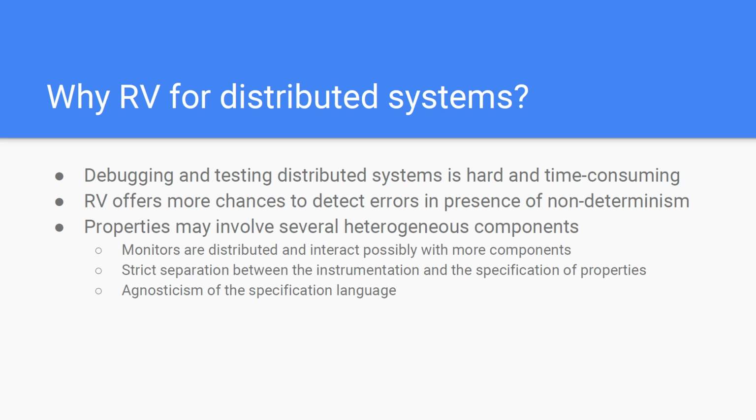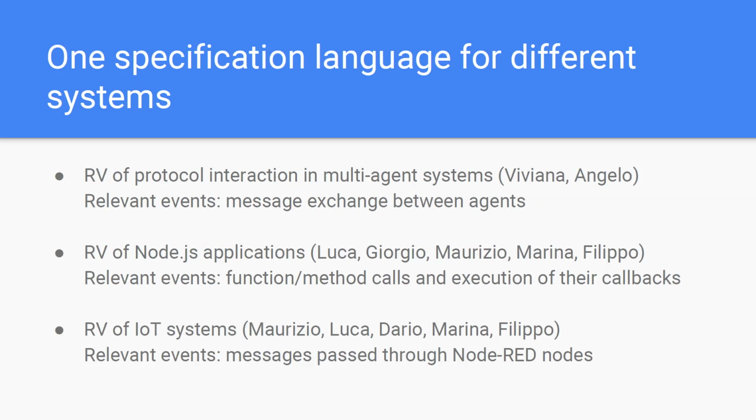And you want to have this separation between the specification of your properties and the way your components are implemented. So, to have just a specification language which is system agnostic. Okay, so one specification language for different systems. Indeed, what we have done in these years, we have used the same specification language to prove verification through runtime verification for different kinds of systems.